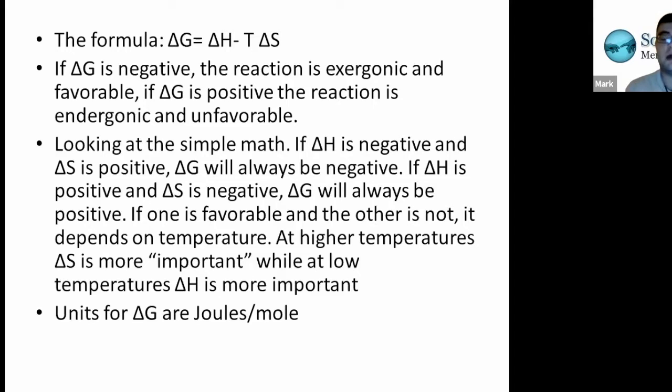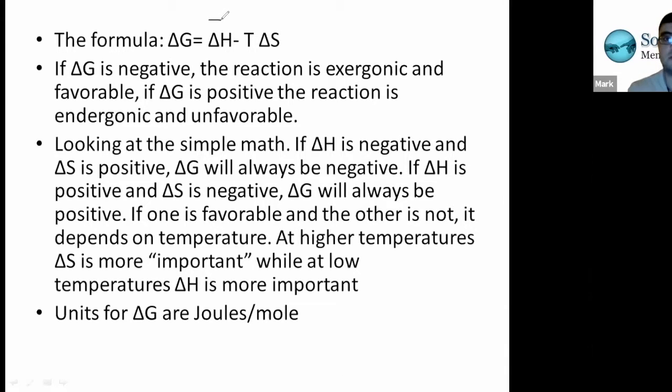Looking at the simple math, even using just this formula and what we know without even knowing anything about delta G or anything like that, we can see that if delta H is a negative number, meaning that it's favorable, delta H is favorable when it's negative, and delta S is positive, which also means it's favorable, right? I'm going to draw it on here.